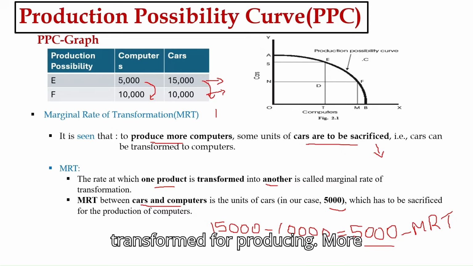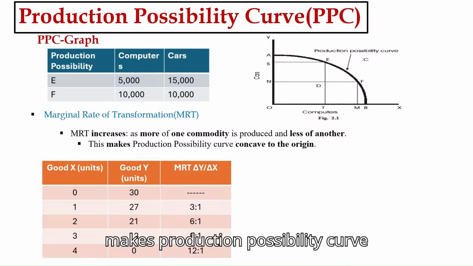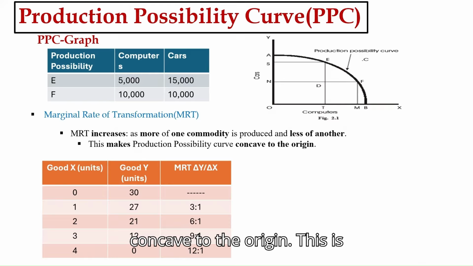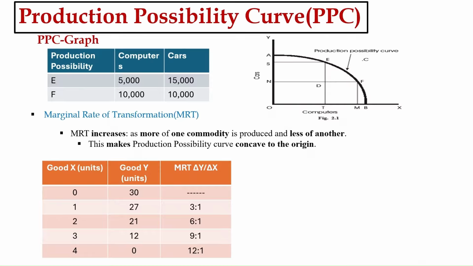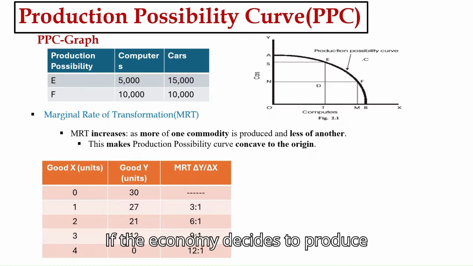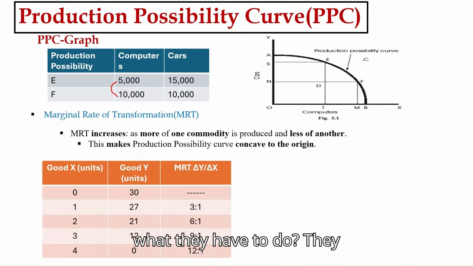Okay, so here we can see the calculation of the marginal rate of transformation. MRT increases as more of one commodity is produced and less of another commodity. This makes the production possibility curve concave to the origin. This is concave. So as I already told you, if the economy decides to produce more computers, from 5,000 to 10,000, what they have to do is produce fewer cars.